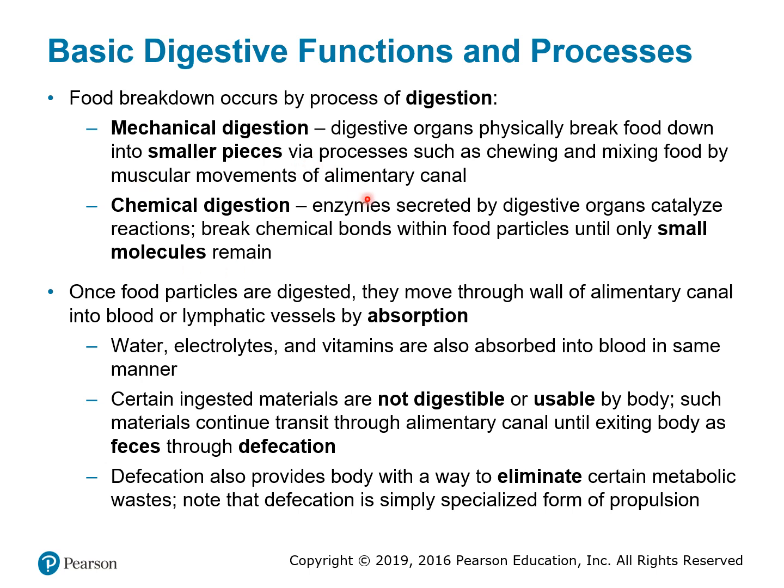Chemical digestion is when enzymes, which are functional proteins made in the system, start breaking the food into smaller molecules that are mainly going to be absorbed by the blood system. Once the food particles are digested, they move through the alimentary canal, and then they're absorbed in either the blood or lymphatic vessels.